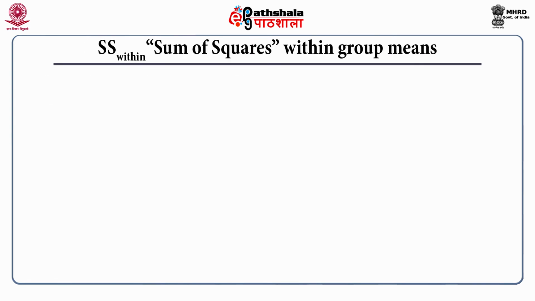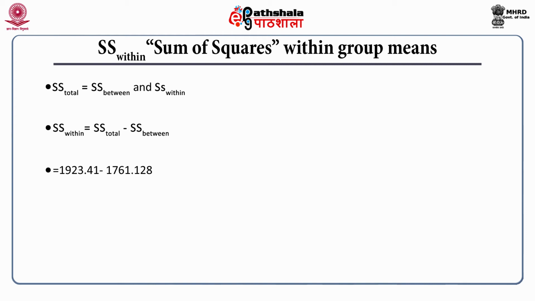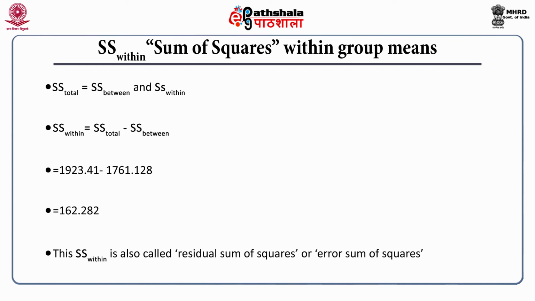Now the third crucial value of the ANOVA is SS within, that is the sum of squares within the group means. As you can see, SS total is equal to SS between plus SS within. Therefore SS within is equal to SS total minus SS between. Given SS total and SS between, you can calculate SS within by plugging into this formula. So that is 1923.4341 minus 1761.128. So our SS within is 162.282. This SS within is also known as the residual sum of squares or error sum of squares.